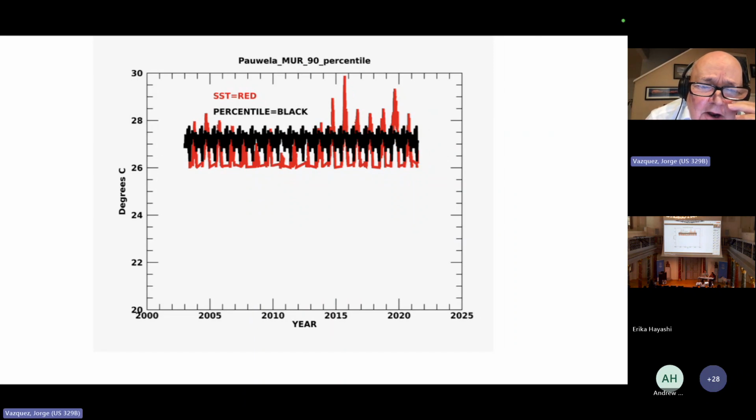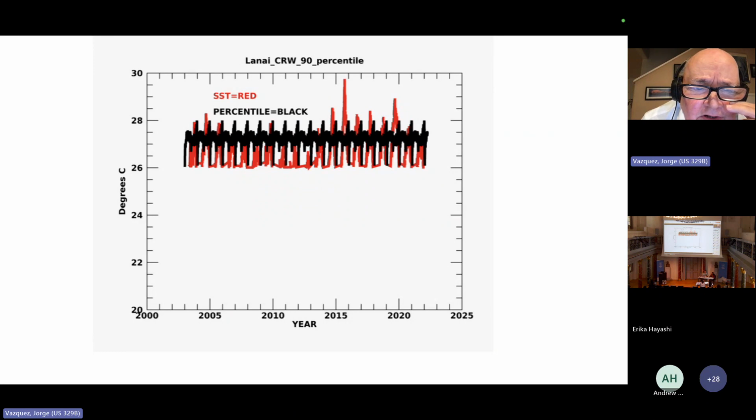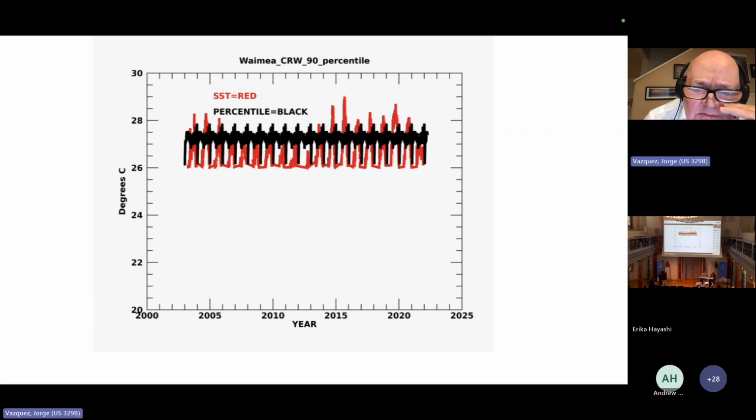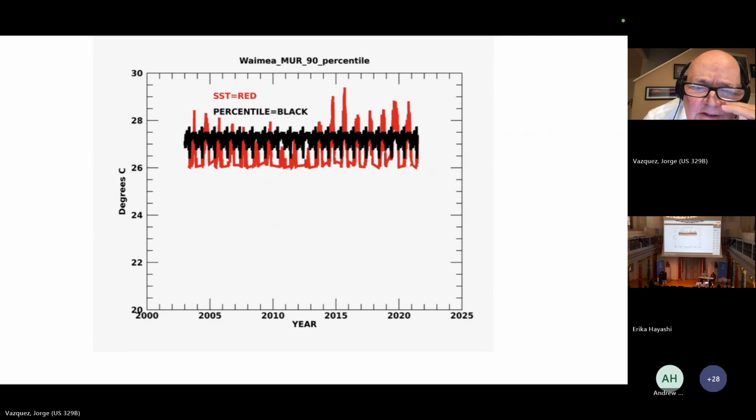This is the same thing for Pauela, and you see similar results. And this is for Lanai. And this is, again, for Lanai, for Muir. And these results are all pretty consistent. And Waimea. And again, Waimea for Muir, and the previous one was Coral Reef Watch.